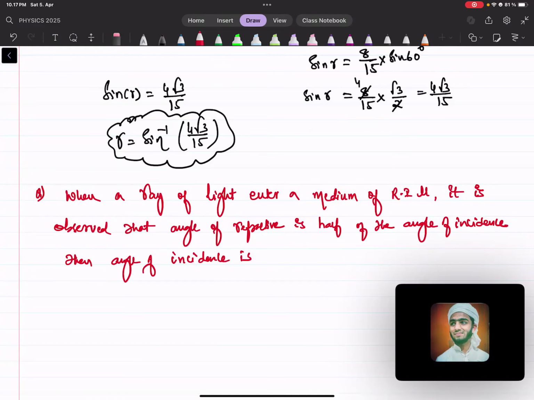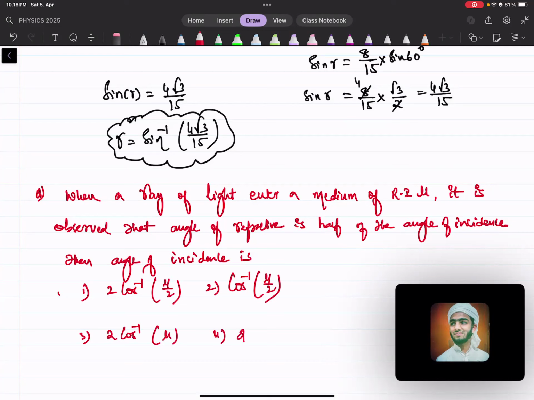Shall I try to do it? First option is 2 times cos inverse of mu divided by 2. Second option is cos inverse of mu divided by 2. Third option is 2 cos inverse of mu. And fourth option is 2 times sine inverse of mu divided by 2.